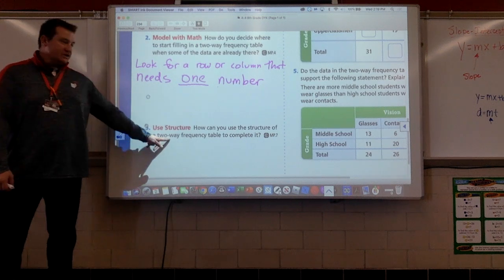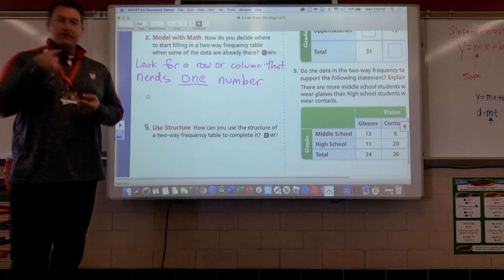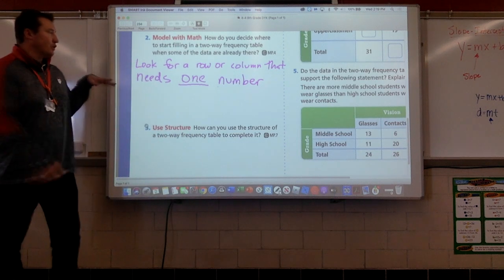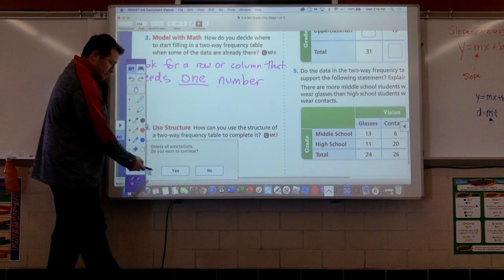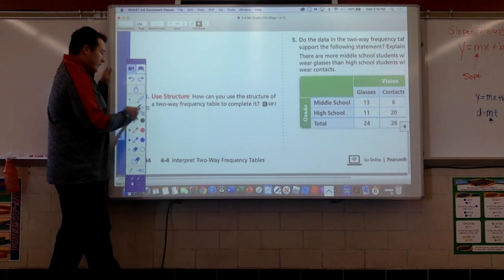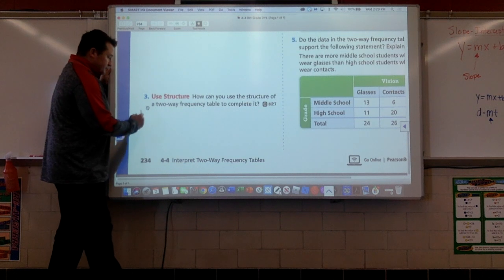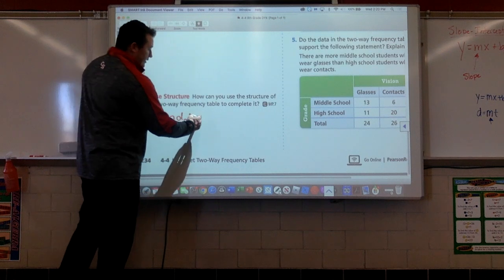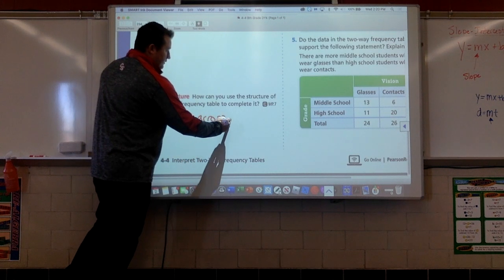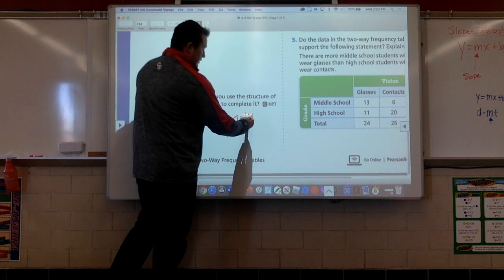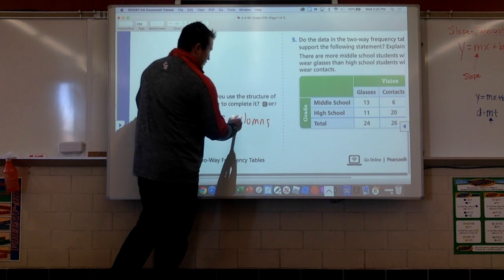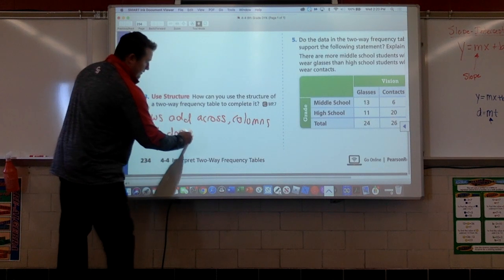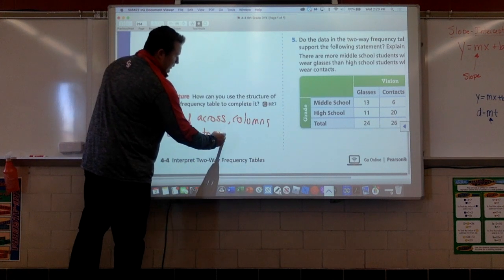And it goes hand in hand with this question here. How can you use the structure of a two-way table to complete it, to fill it out? So we know we're looking for a row or column that just needs one number. But then how do I fill this out? Well, we use the structure, which is rows, add across. Columns, add down. And that's how we get our totals.